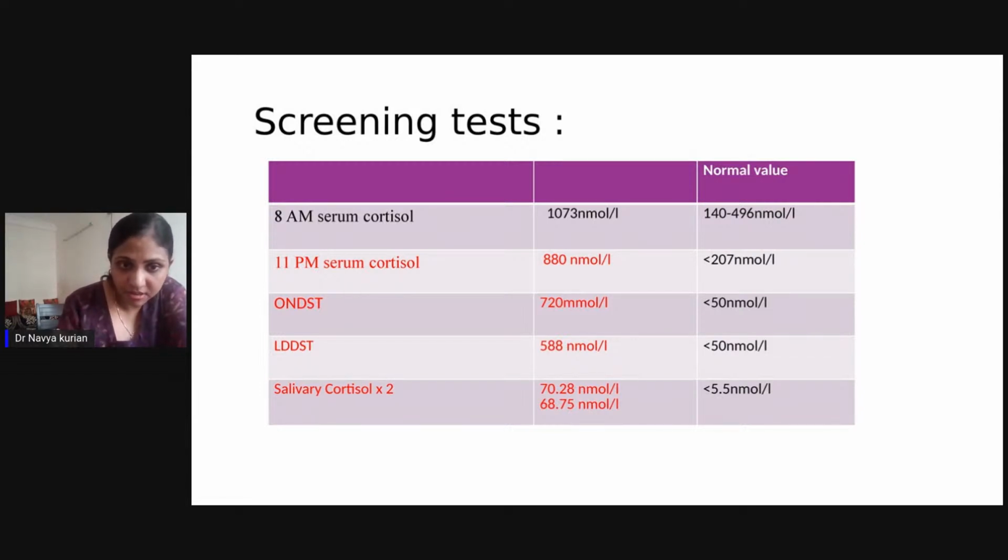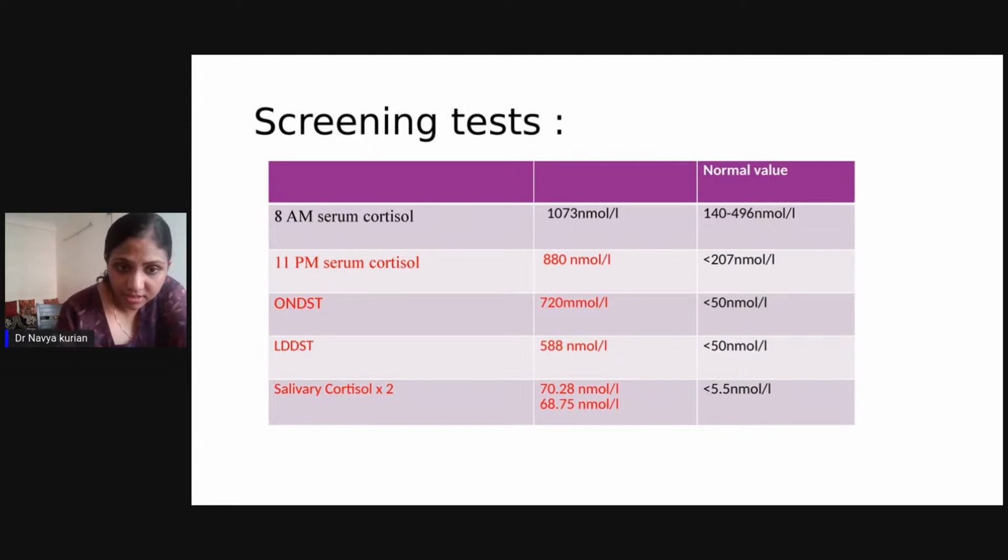Overnight dexamethasone test is very easy to perform. You can administer 1 milligram dexamethasone at 11 p.m. and you can sample before 9 a.m. the next morning. In normal people, it should be less than 50, but in Cushing's, it will be unsuppressed. In our patient, it was almost 700 nanomole per liter.